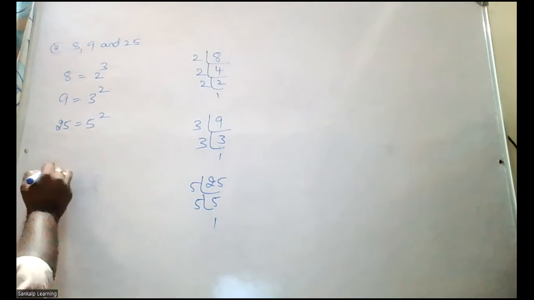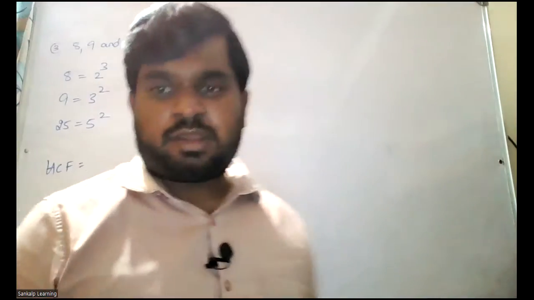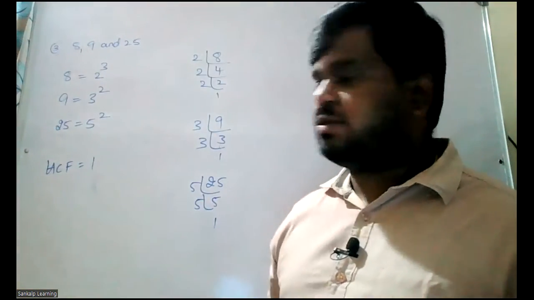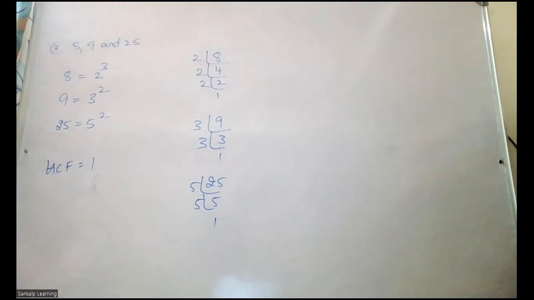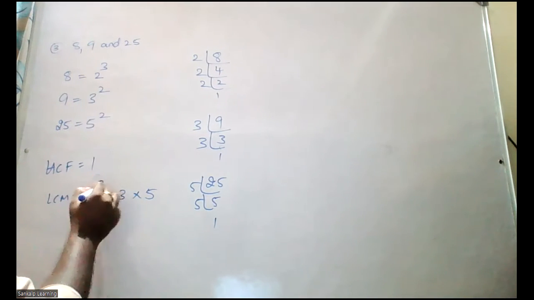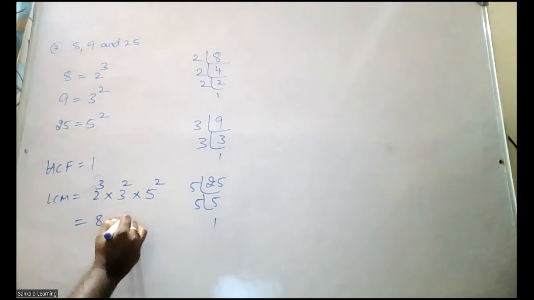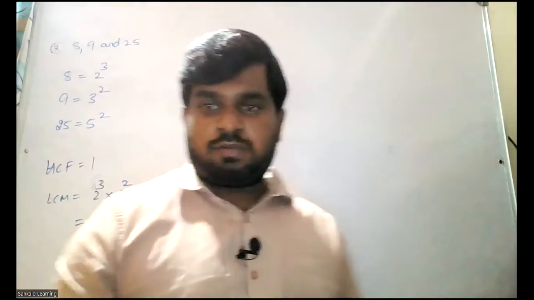Now coming to HCF, which is the common prime number? There is no common prime number at all. If there is no common prime number, we take HCF as 1 because 1 is the only number that divides all the three. Now coming to the LCM, we have to take the different prime numbers involved. The different prime numbers are 2, 3 and 5 with their highest powers. So obviously 2 cube, 3 square, 5 square. So 8 into 9 into 5. 8 5s are 40, and 40 into 9 is 360. So the LCM is 360 and the HCF is 1. So this is the third question.